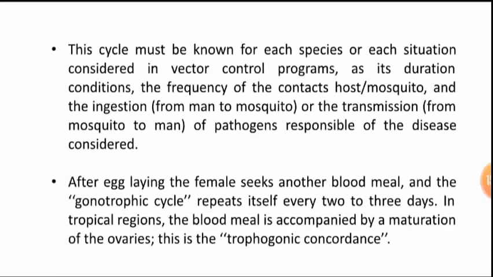This cycle must be known for each species or each situation considered in a vector control program, as well as its duration, conditions, the frequency of contact between host and mosquito, and the ingestion or transmission of the pathogen responsible for the disease considered. After egg laying, the female seeks another blood meal, and the gonotropic cycle repeats itself every 2 to 3 days. In tropical regions, the blood meal is accompanied by a maturation of ovaries.